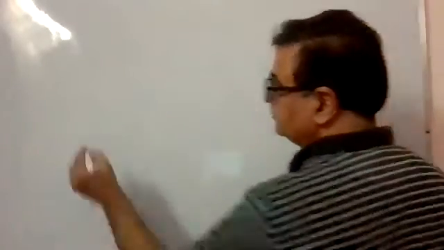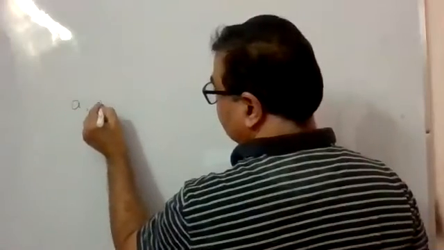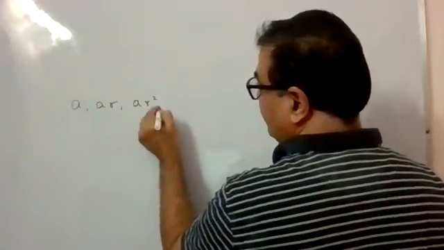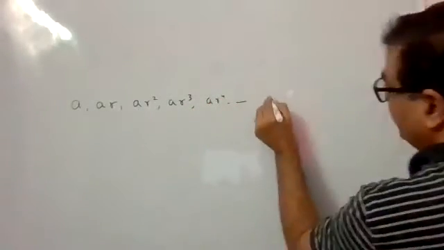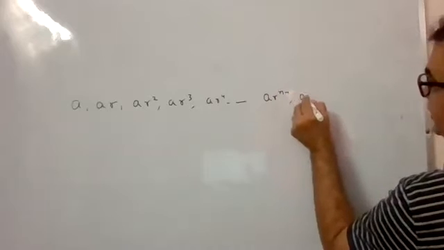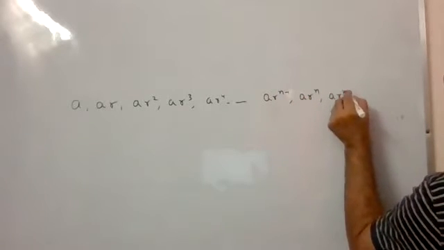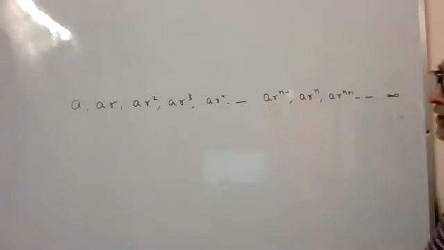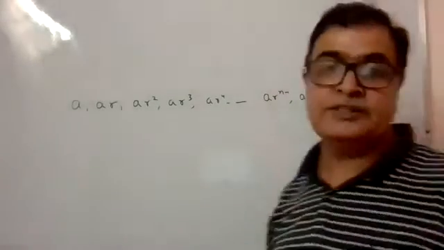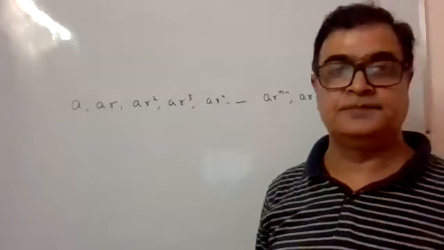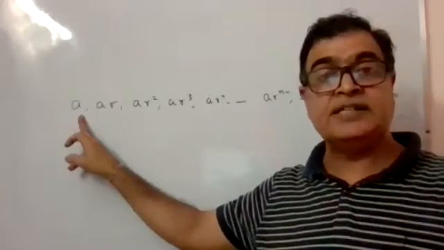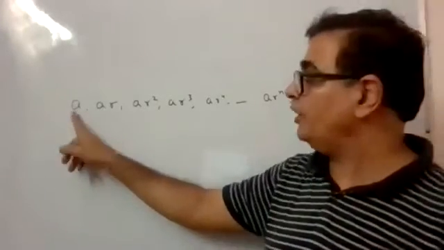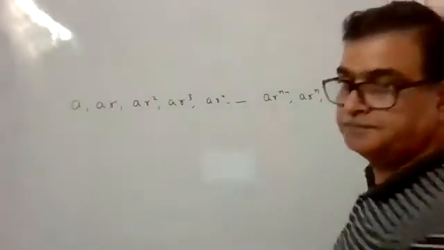Following term, yes. AR square, AR cube, AR 4. Here we have AR n minus 1, then AR n plus 1. This goes till infinity. The series says, or this question says, that any term you take, for example, I take first term, is twice the sum of all the terms following it. So A will be twice of this total.